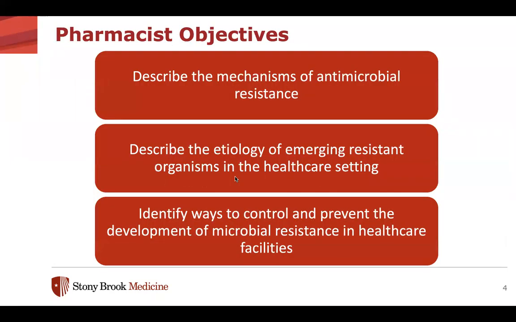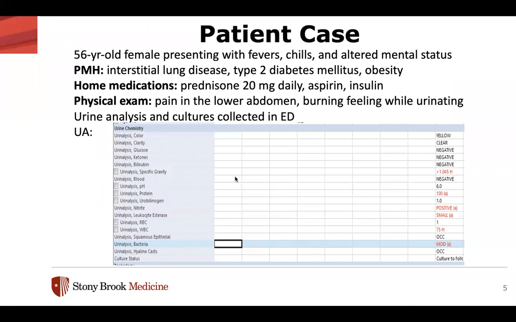So some pharmacist objectives: we're going to describe the mechanisms of antimicrobial resistance. We're going to describe the etiology of emerging resistant organisms in the healthcare environment. And we're going to identify ways to control and prevent the development of microbial resistance in healthcare facilities. We're going to start off with a patient case.